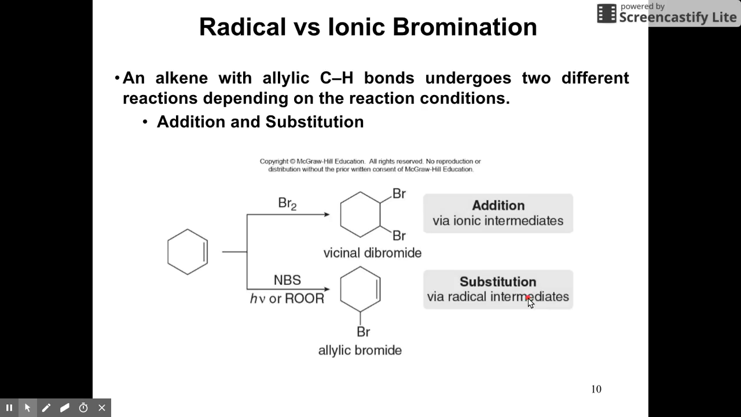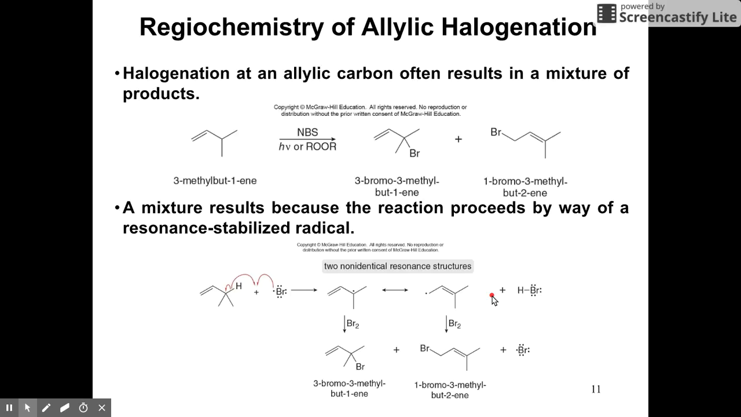And this causes us to do two different things. If we add bromine, we're just going to get addition, which is going to be an electrophilic addition mechanism. Whereas if we use NBS and peroxides or light, we're going to get substitution. So it's a difference between addition and substitution.